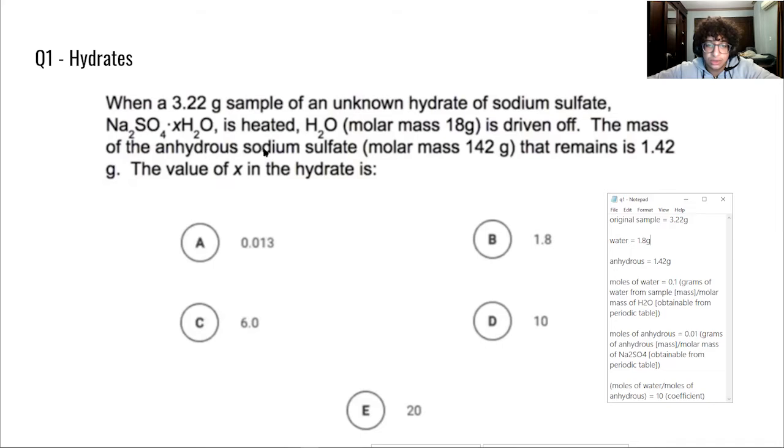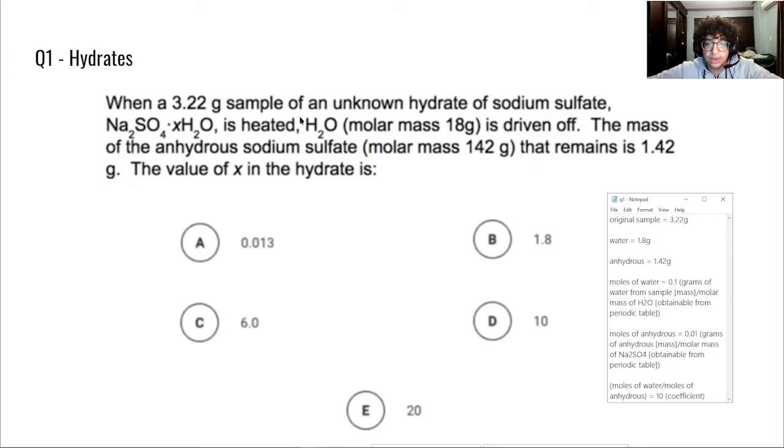In this case, anhydrous sodium sulfate, the mass is given, and so it's 1.42, and so we can subtract 3.22 grams minus 1.42 gives us 1.8 grams. And so now we have the anhydrous mass and we have the mass of the water. Using these two, we can go to the periodic table and get the molar mass, and we can get the number of moles of each one, which puts us one step closer to finding the coefficient. And so how do we calculate the moles? We take the grams, which is this number and this number right here, and we divide them by their molar mass from the periodic table.